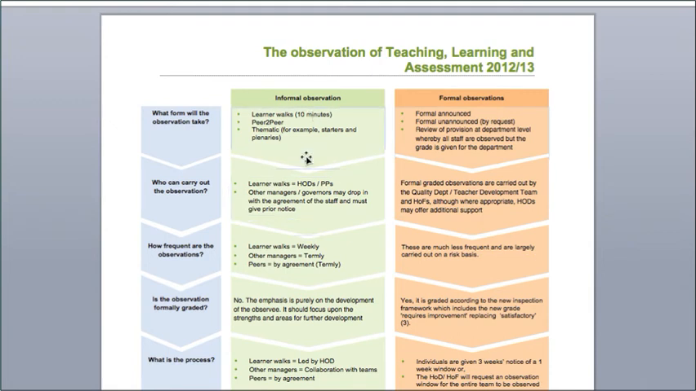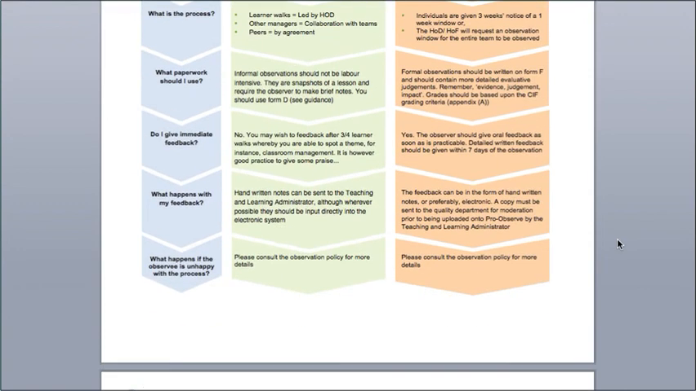The green ones are going to largely be conducted by heads of department, peer practitioners, and also individuals within the teams. Over here the formal observations are likely to be undertaken by myself, Head of Teaching and Learning, the Quality Department, and also heads of faculties. You'll note there are some commonly asked questions down the left hand side, and the answers can be found over here on the right hand side.